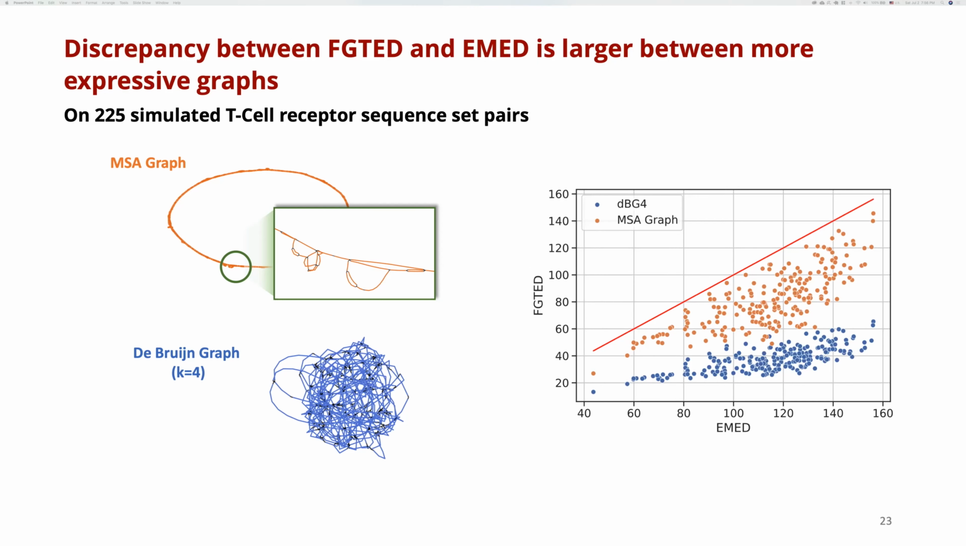Next, we compare the discrepancy between FGTED and EMED on both types of graphs on 225 sequence set pairs. And as seen from this plot, for the de Bruijn graphs, the discrepancy between FGTED and EMED is larger because the blue points are further away from the red line that marks equality between the two distance metrics.